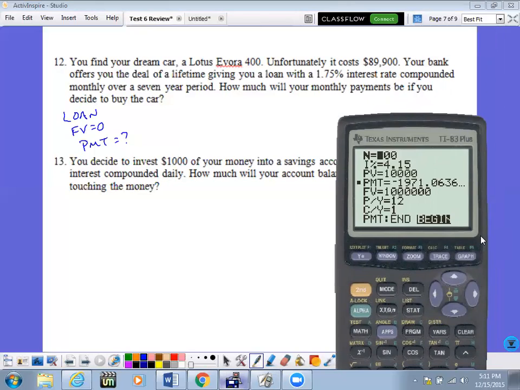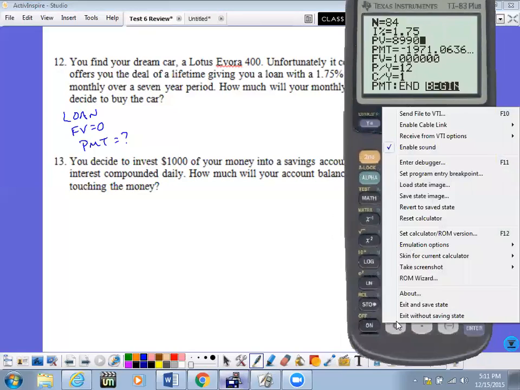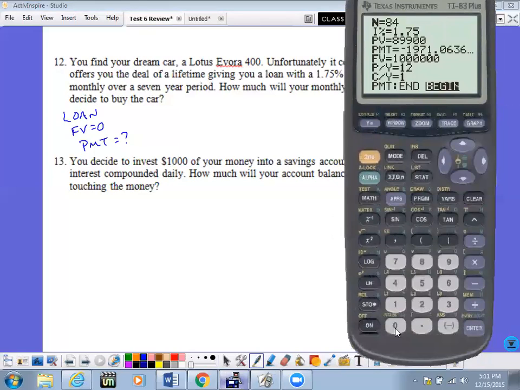It says a 7-year period, and you're talking about monthly payments. So you got 7 times 12 for your N. Your interest rate, it said, was 1.75%. Your PV is the $89,900. That's the original amount for the loan. Sorry for the mishap with the calculator.